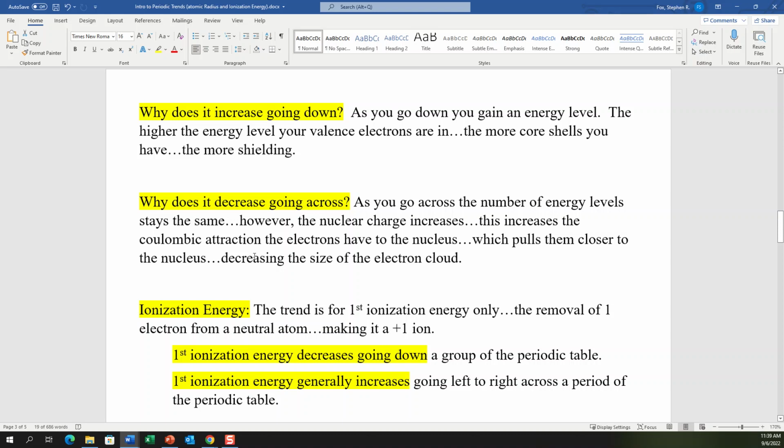And if the electrons are closer to the nucleus, it's the electrons that set the radius. So if the electrons are closer, you have a smaller radius.